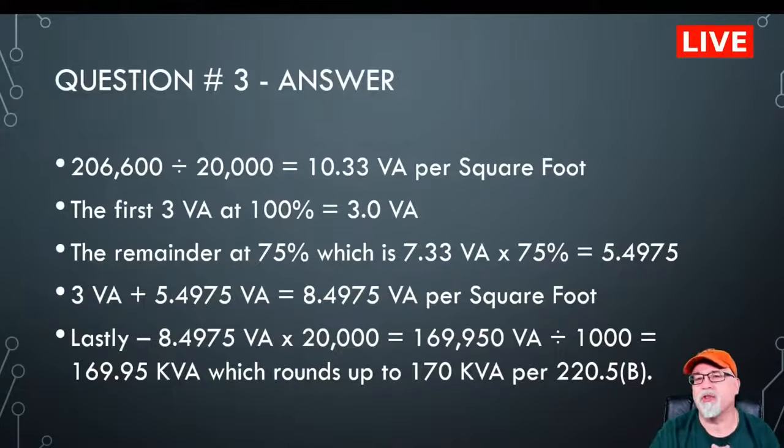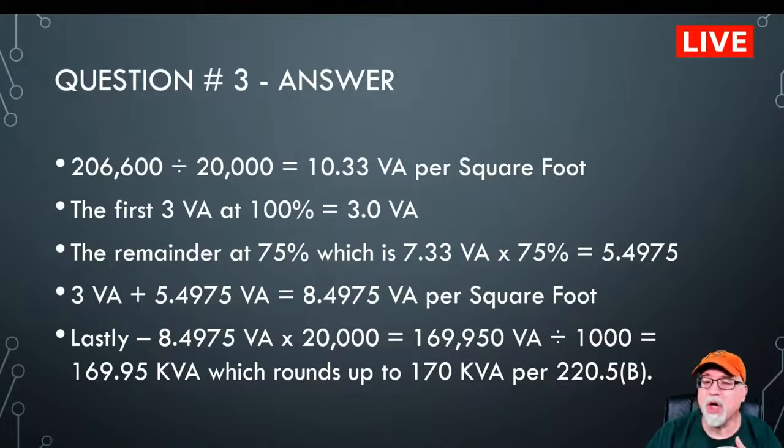8.4975 times 20,000 is 169,950 VA. But of course, 220.5 says anything that's what? Well, let's back up. 169,950, divide that by 1,000. Remember, because we got VA, we want to convert it to kVA. That's 169.95. Now we can say 220.5(B) says that if it's 0.5 or greater, we can round up. So in this case, 169.95 kVA would round to 170 kVA, which is actually 170,000 VA.